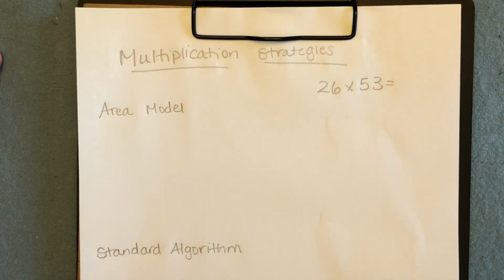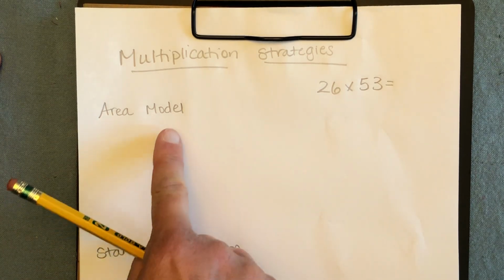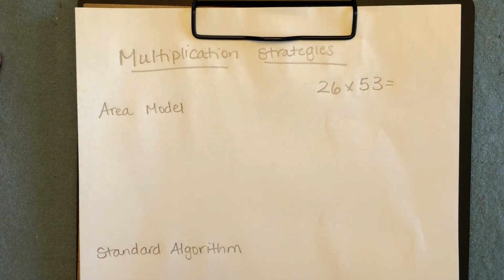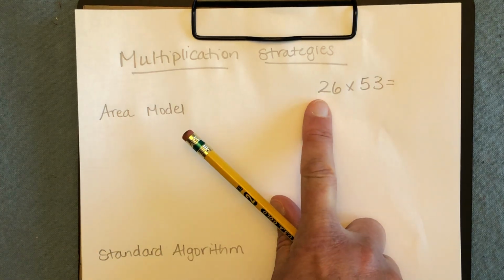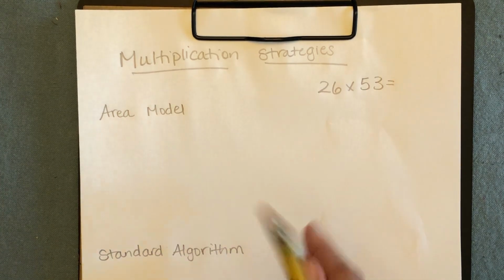So basically, in measurement, we learned that area is when you multiply length times width. And so that's really the premise for what we're doing when we learn the area model. So what we're going to do is we're going to multiply 26 times 43, and we're going to break this apart.